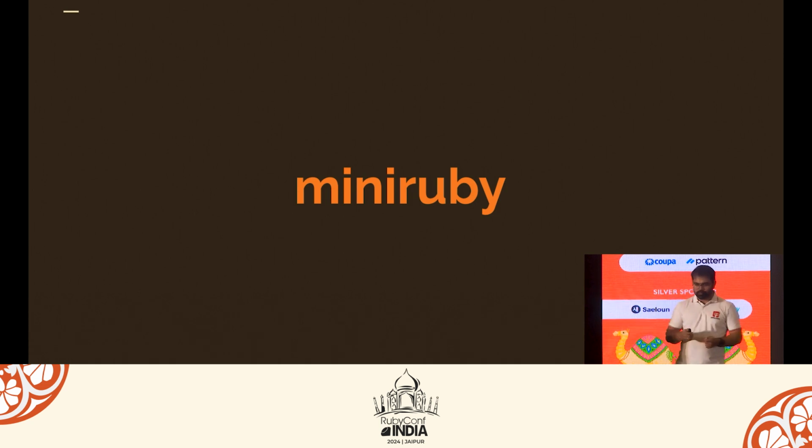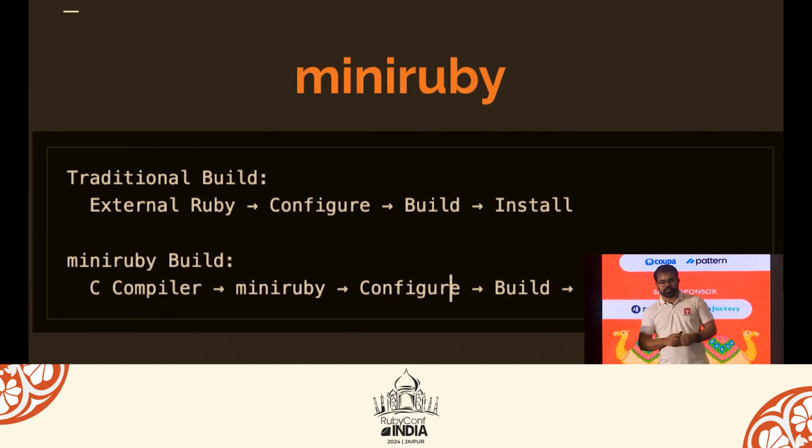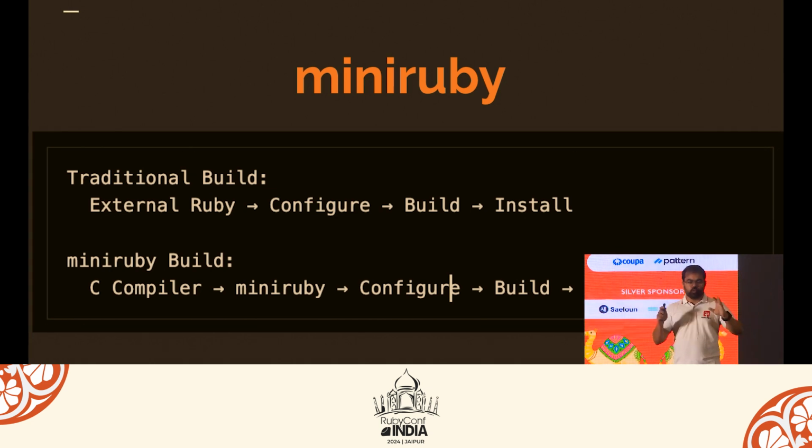So for example, here is how the traditional build would require it to happen. You have a working Ruby on your machine, which you need to run, which will do the configurations, which will do the build, and then it will do the installation. But if you don't have any Ruby installed and running on your local, then you don't have an option. But that problem gets solved with the mini Ruby build.